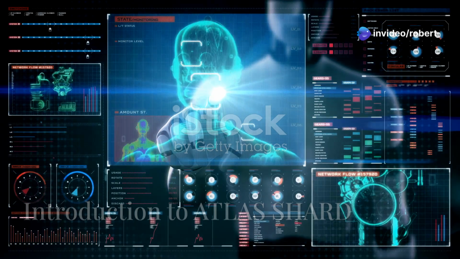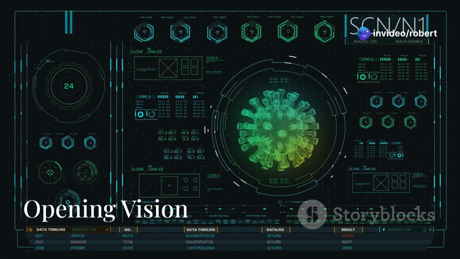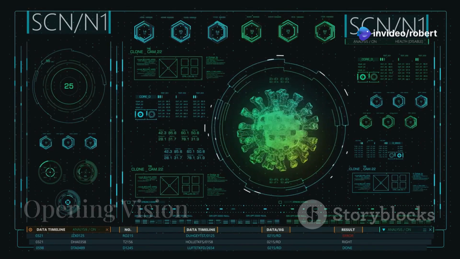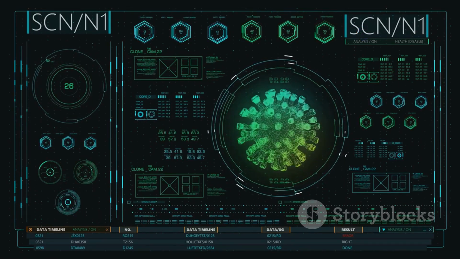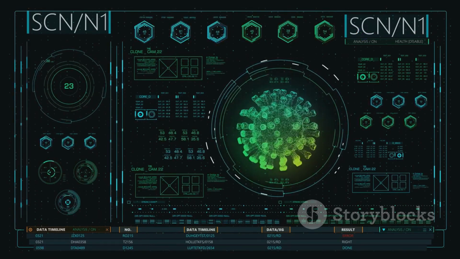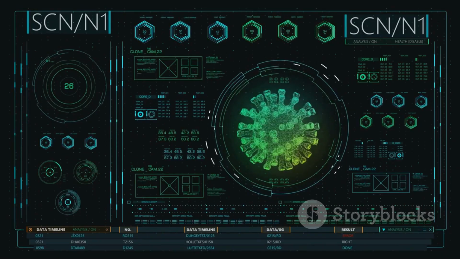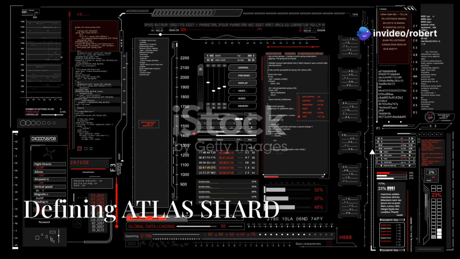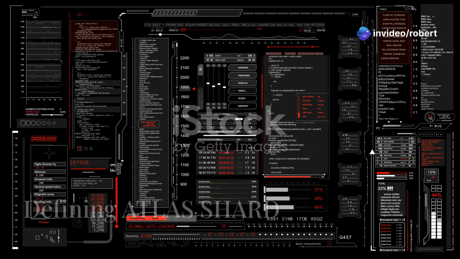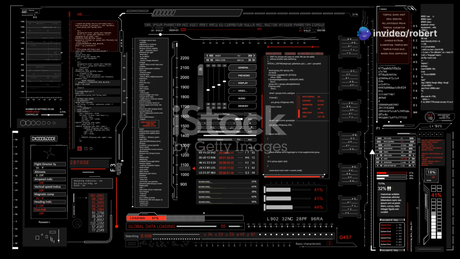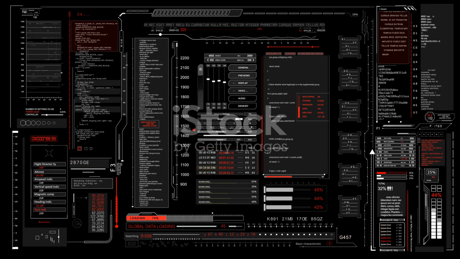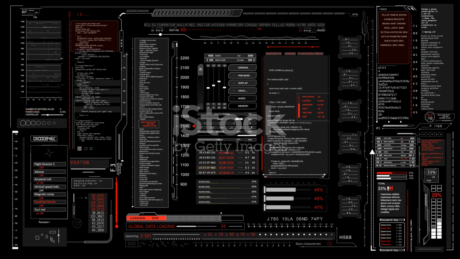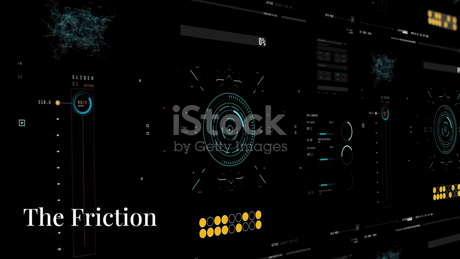Introduction to Atlas Shard. What if the interface between humans and intelligence wasn't bound by screens, clicks, or constraints, but reimagined as an adaptive dialogue, responsive, contextual, and alive? Atlas Shard isn't just a submission. It's a systems-level thesis, a provocation, and a blueprint for the next paradigm of human-computer interaction.